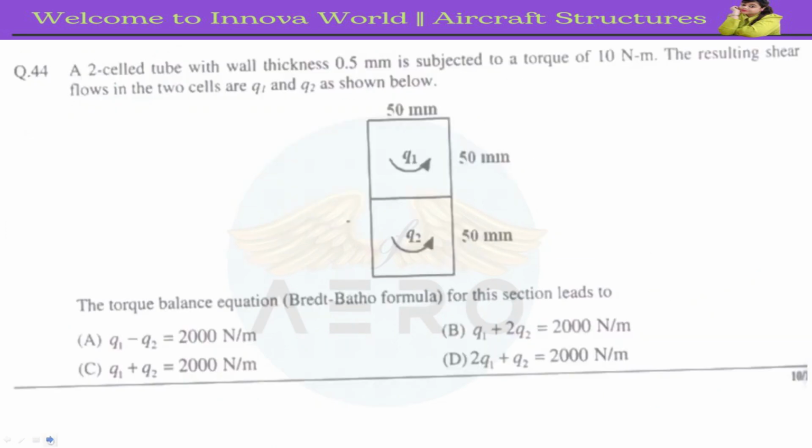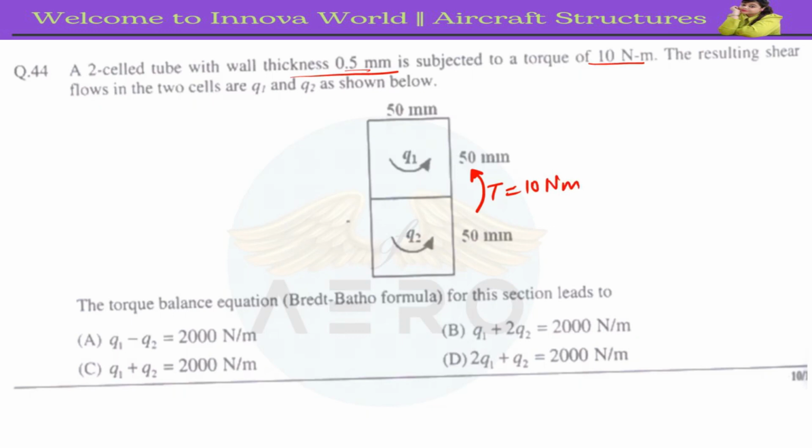Alright. Now moving to another, different kind of problem. This is a very easy problem they have asked. They have given a 2-cell tube with wall thickness, which is subjected to a torque of 10 Newton meter. The resulting shear flow in the two cells are Q1 and Q2. So here one torque has been applied, capital T, which is 10 Newton meter. They have given the dimensions of the cell.